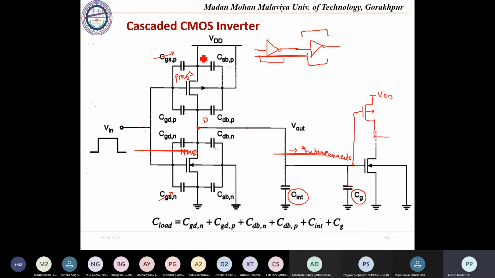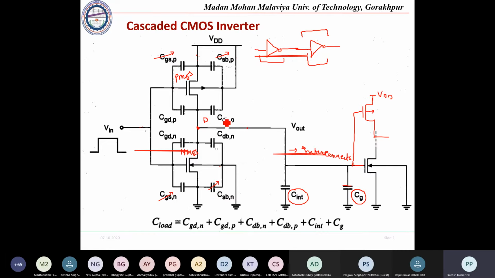Another is the source to body capacitance. In this case, the source and body terminals are connected to each other, so there will be no potential difference, and this capacitance will also be neglected. Similarly, in the case of the NMOS transistor, the body and source terminals are connected to each other, so they are at a similar potential and this capacitance will also be neglected.